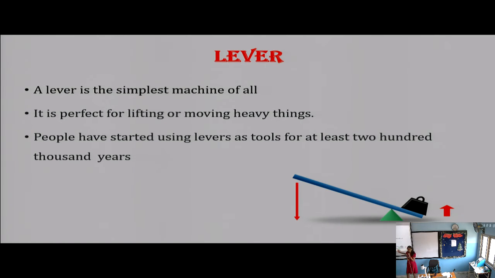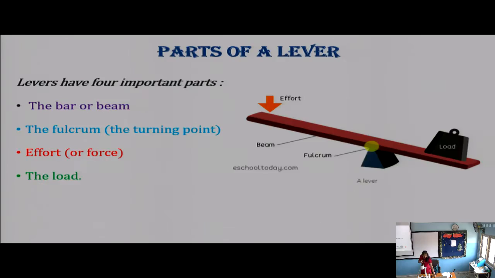Can you give me an example of lever? Do you know the seesaw game? Seesaw is an example of lever. And a lever has 4 parts. The first part is the bar or beam. What is the first part? Bar. Everyone, bar or beam. This is called bar.